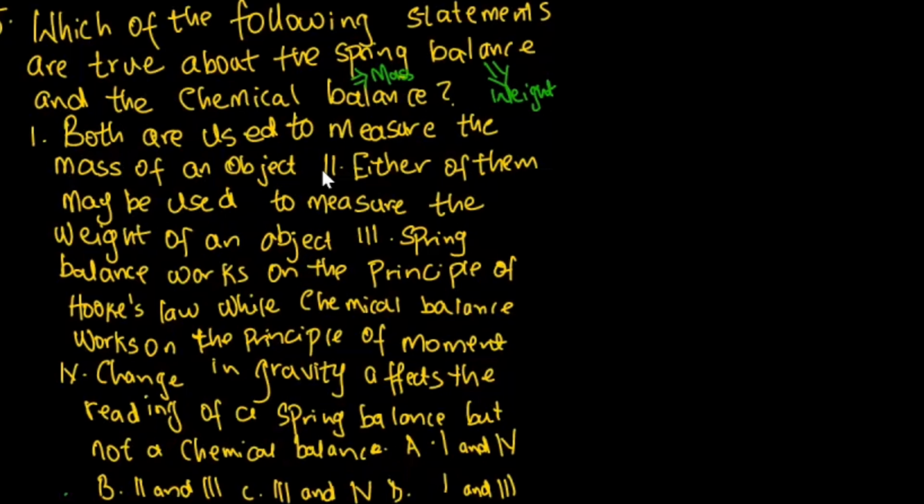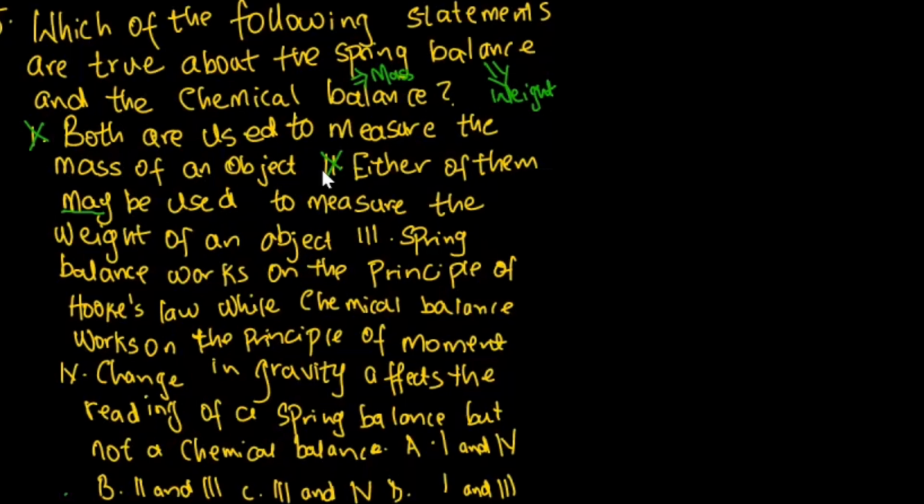So option 1 is wrong, because spring balance is used to measure weight, while chemical balance is used to measure mass. Roman figure 2 says either of them may be used. This word may tells us that we are not sure. So it's possible that both of them are used to measure weight, whereas spring balance is used to measure weight. So option 2 is wrong, though we know that the spring balance is used to measure weight, but the word may brings about uncertainty. We are not sure.